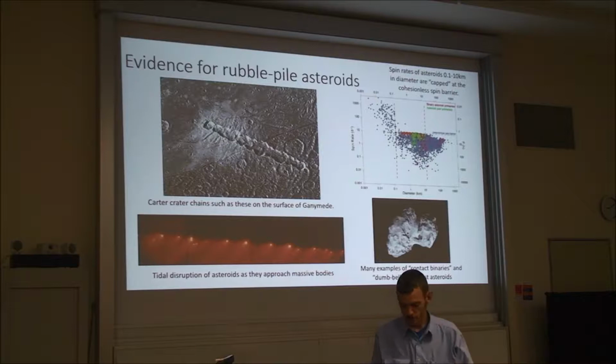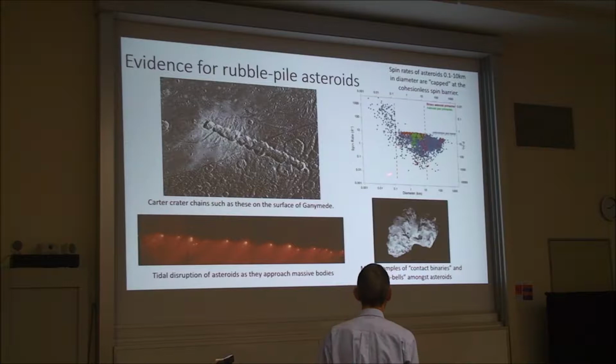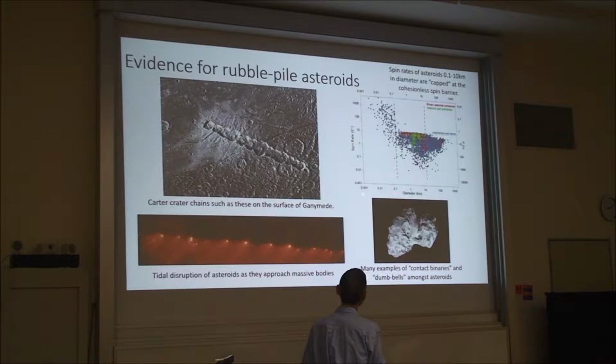One of the most interesting pieces of evidence for rubble pile asteroids, however, is this plot here, which is plotting the spin rate of different asteroids versus their diameter. And there's clearly two populations here. Down here, we're in the 100 meters or less range. A lot of these are probably individual rocks flying around. These are the 100 meter to 100 kilometer sized asteroids, much like this one here.